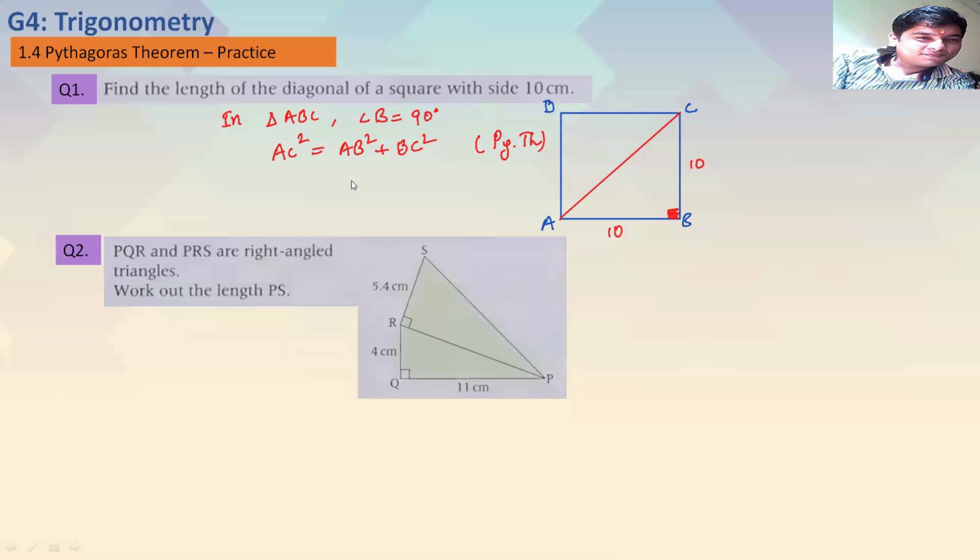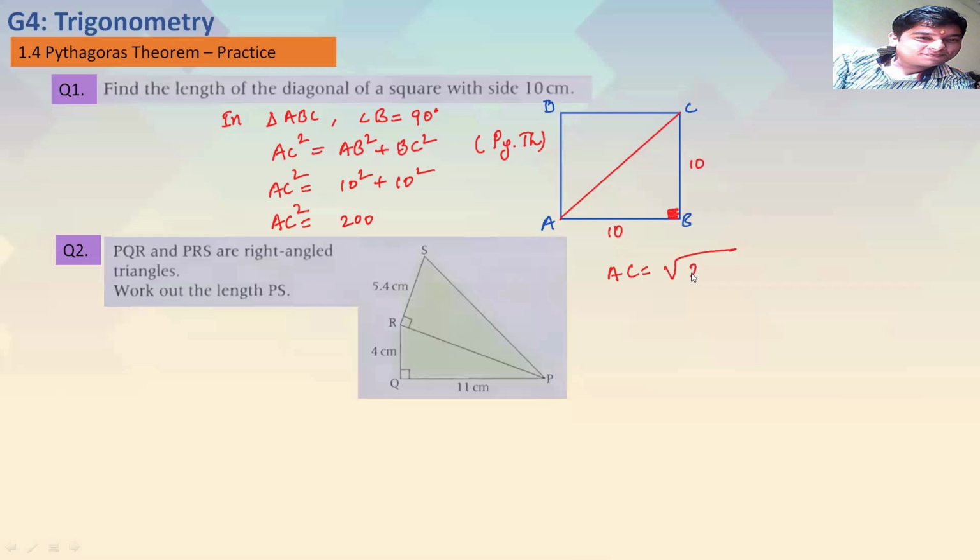All right. Let's plug in values. AC squared is 10 squared plus 10 squared. There is a square over AC as well. So AC squared is going to be what? 200, absolutely. AC squared is going to be 200. What is AC going to be? It has to be a square root. Yep, it has to be a square root.